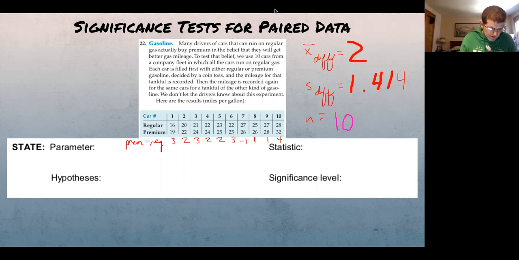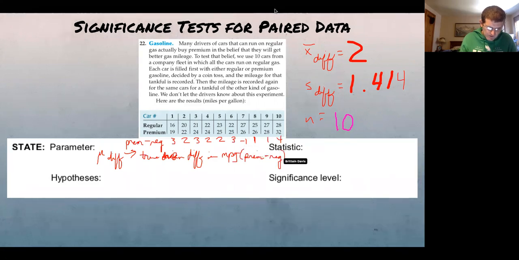The parameter we're going to be estimating is mu sub diff, which is going to be the true mean difference in miles per gallon. And I'll just put premium minus regular. The statistic I'm going to be using is x bar sub diff, which is 2. Significance level doesn't say, so I'm going to use 0.05. I'll just put alpha equals 0.05 and hypothesis.